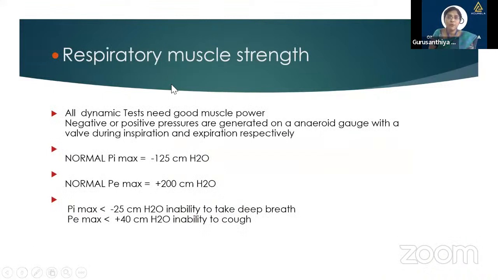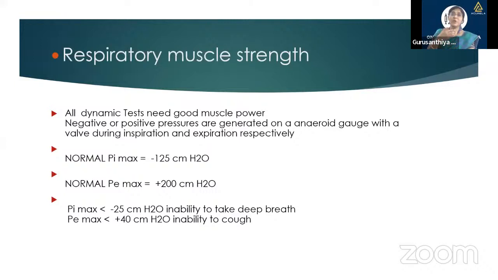Then comes the fourth parameter of the dynamic test, which is the respiratory muscle strength. All dynamic tests need good muscle power. Suppose, say, if my muscle power is weak, then I'm going to inspire like this; if my muscle power is good, then I'm going to inspire like this.